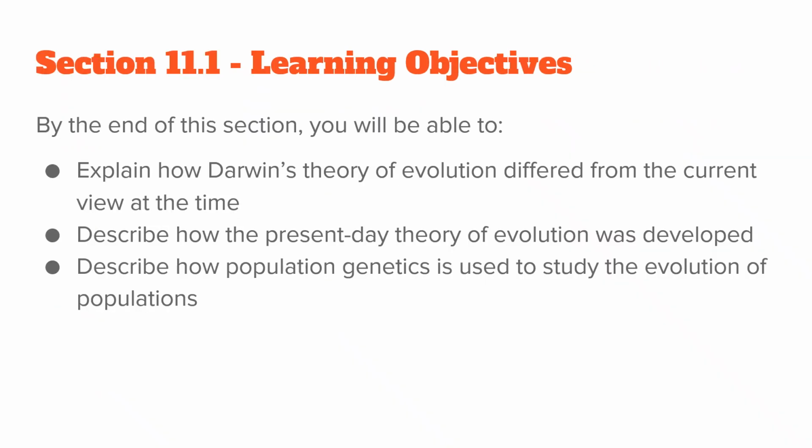By the end of this section, you should be able to explain how Darwin's theory differed from earlier fixed species views, describe how today's modern evolutionary theory developed, and show how population genetics uses allele frequencies to study evolution in real populations.